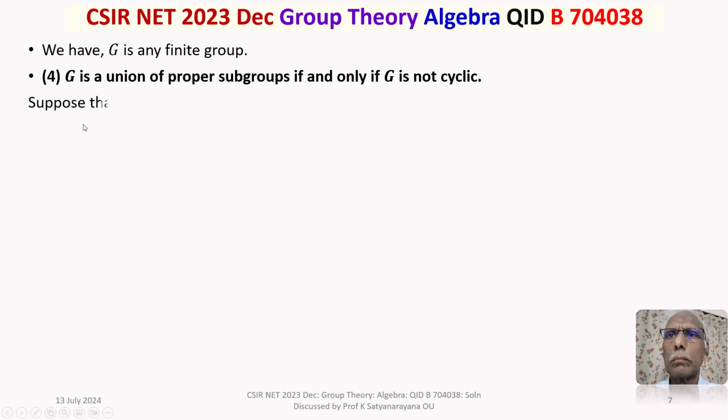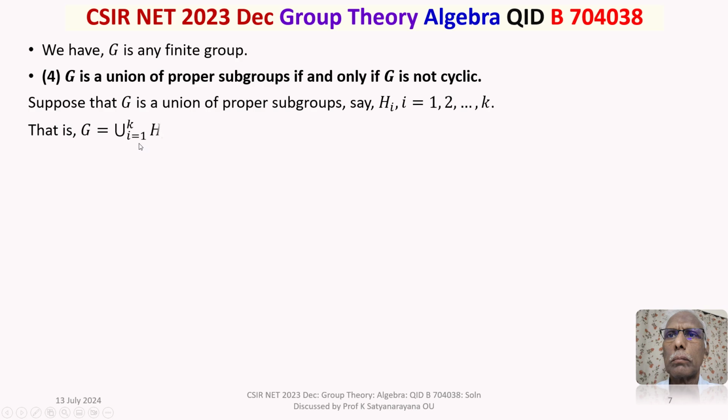Proof. Suppose that G is a union of proper subgroups, say H1, H2, ..., Hk. That is, G is equal to the union of Hi, where the union is taken over i equal to 1 to k. What is it that we want to prove? We want to prove that G is not cyclic. We prove by contradiction.